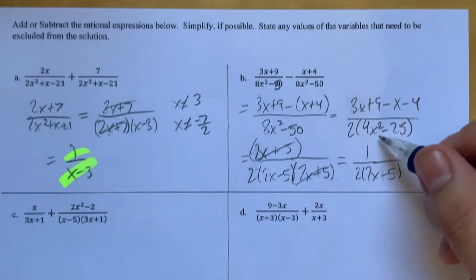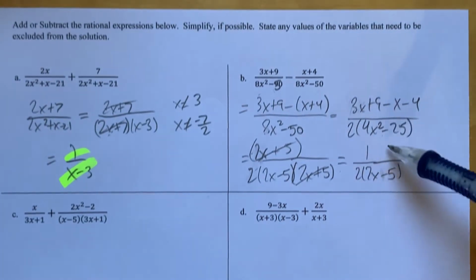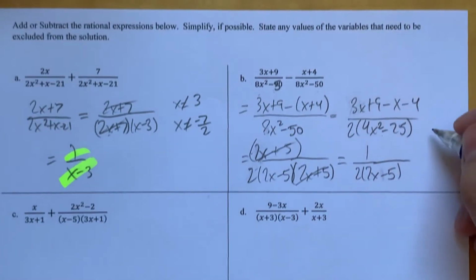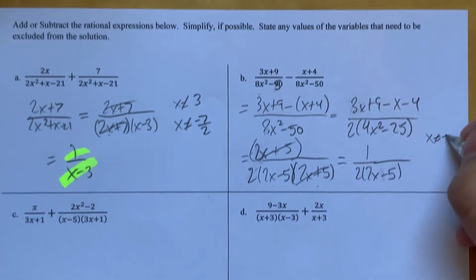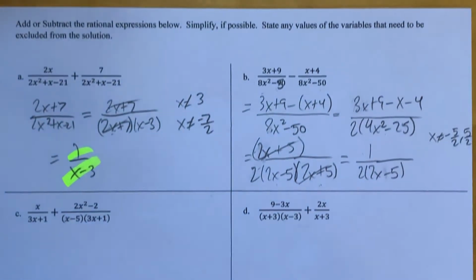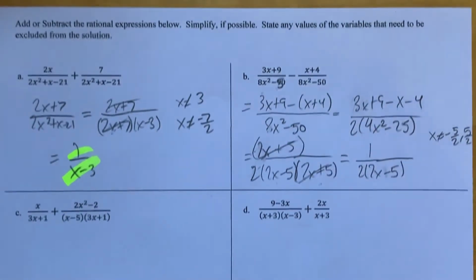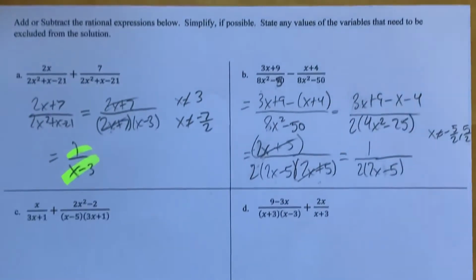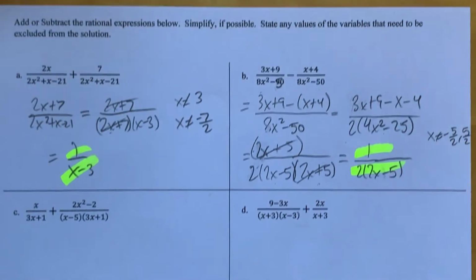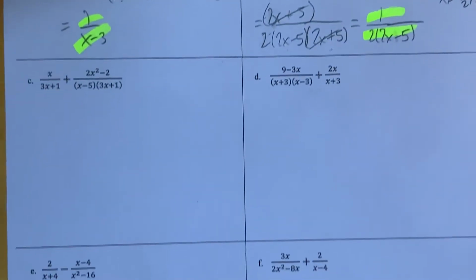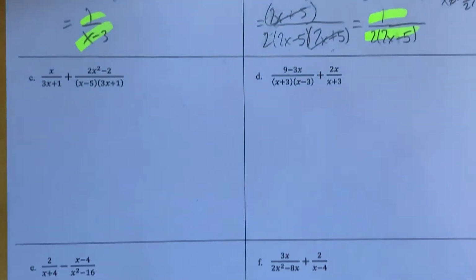So what about our exclusions? So we're going to look at 4x squared minus 25. So our exclusions, because we have 2x minus 5 and 2x plus 5, x cannot equal negative 5 over 2 or positive 5 over 2. Those are our exclusions. All right? And be careful with that negative, distribute it. And let me highlight my answer. There we go.